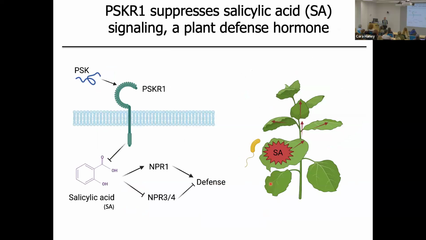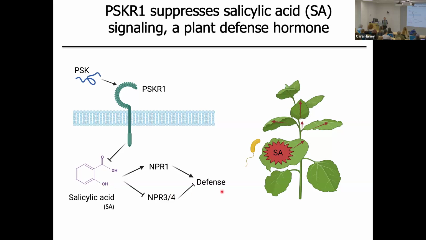PSKR1 is a fairly understudied receptor-like kinase. There's only a few papers about it. The ligand is known, but what's downstream has been really not well studied. There was one paper that showed that the PSKR1 mutant has higher levels of a plant defense hormone called salicylic acid. Salicylic acid is known to regulate antibacterial responses. And so it could be that PSKR1 mutants have higher levels of salicylic acid, which would then promote defense in plants.